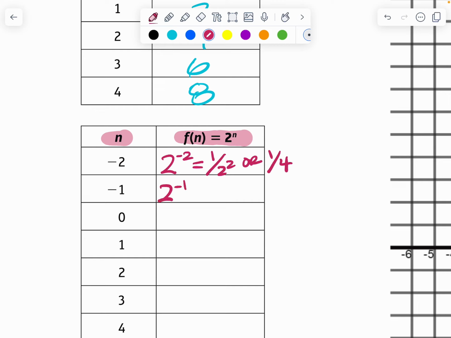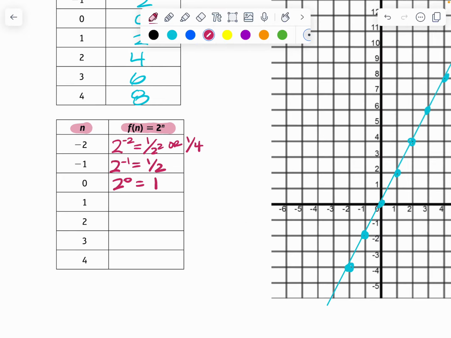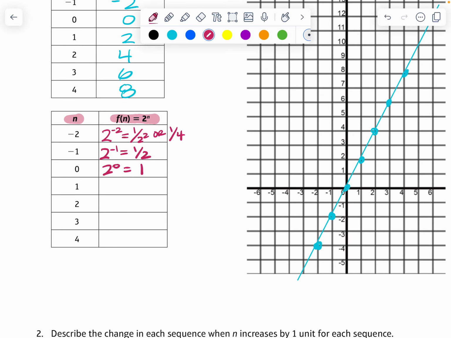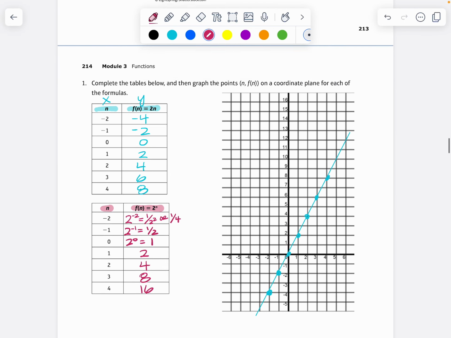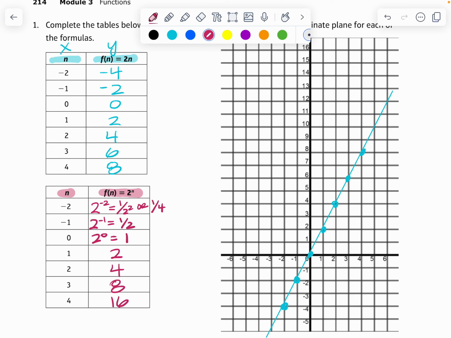2 to the -1, that'd be 1 over 2. Next one's 2 to the 0. What's anything to the 0 power? It's 1. Fill in the rest of the table. All right, and then we're going to graph it to notice the difference. We're going to compare it to that line.